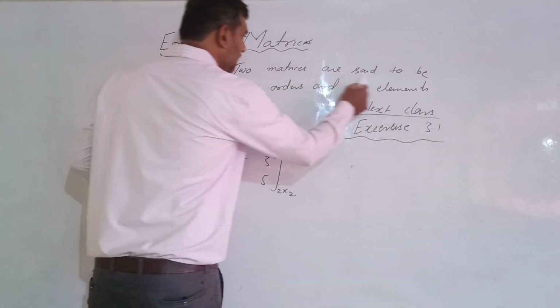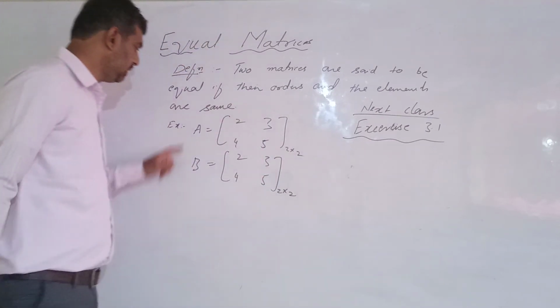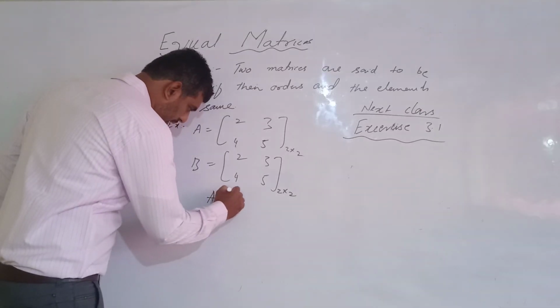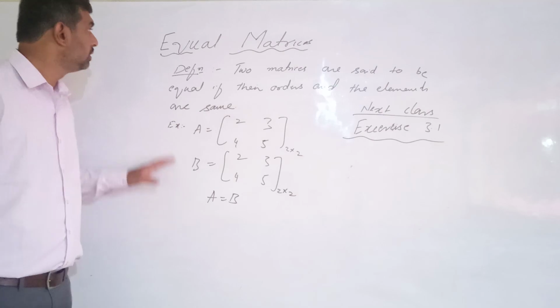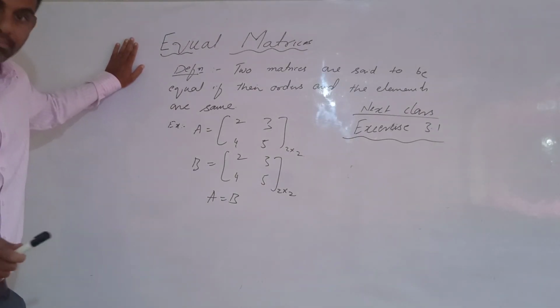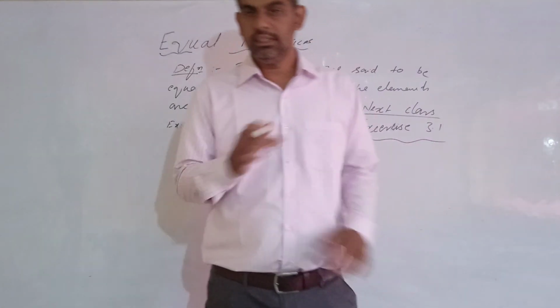Two matrices are said to be equal if their orders and the elements are the same. Equal matrix, A equal to B. Hope everybody has understood this topic. Go through the definitions, go through the examples, so that exercise 3.1 will be easier for you to understand.